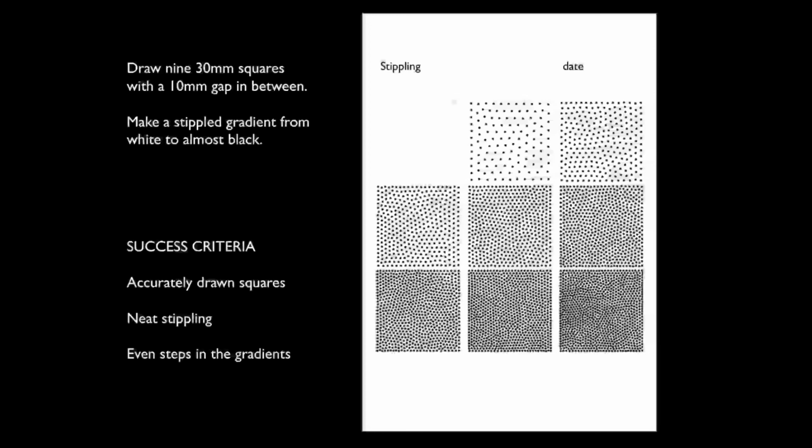Success criteria is accurately drawn squares, very neat stippling, and even steps in the gradients. That's really hard to get, this getting darker and darker as it goes through. One of the problems that people often have is to get too dark too soon.